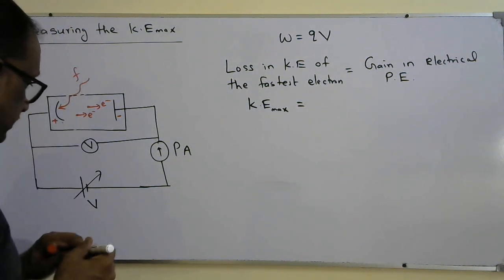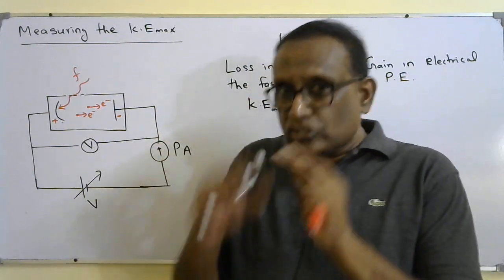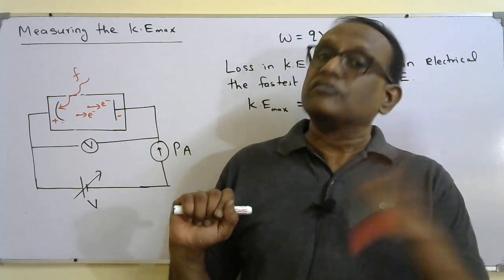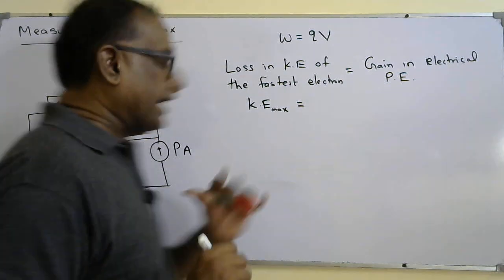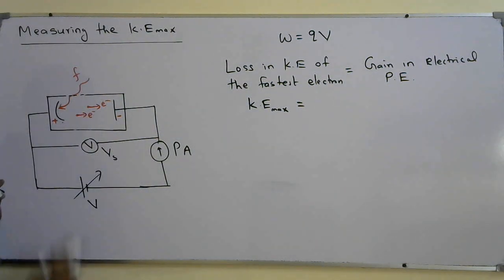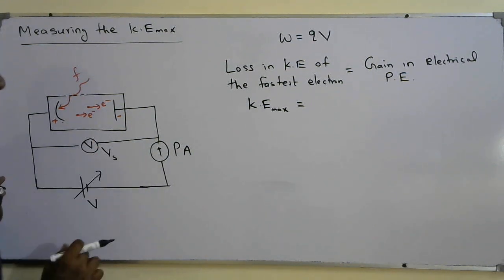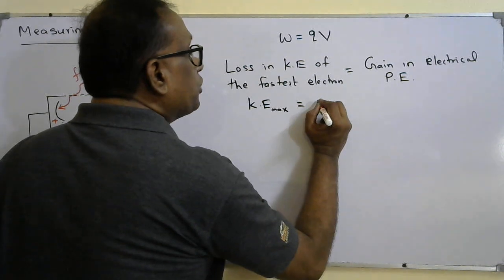I told you to gradually and carefully increase the opposing voltage. When the picoammeter reading becomes zero, immediately stop increasing further. At that time, record the voltmeter reading, let it be Vs. When the picoammeter reading becomes zero, at that moment the voltmeter reading is Vs. So I can say this is equal to QVs.